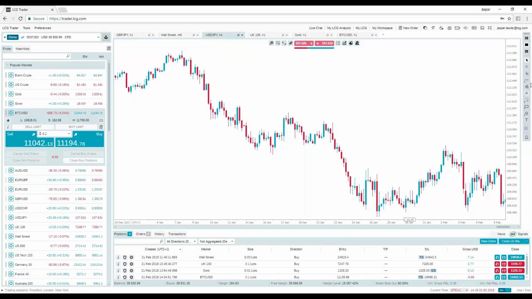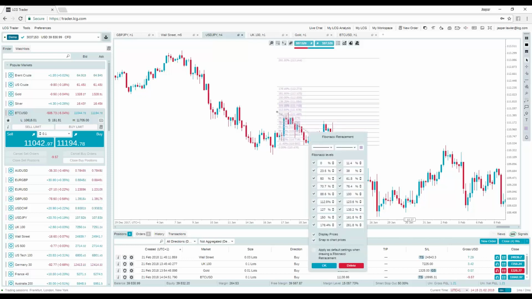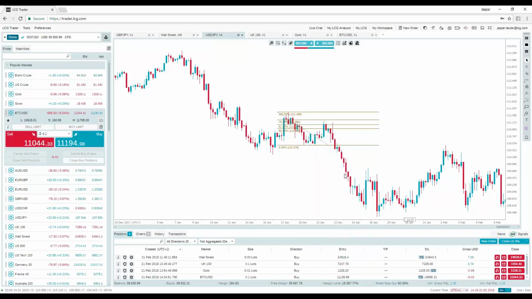What you can use is, for example, this is more like a swing trading technique where I get rid of most of these and try and make it a little bit clearer. You can apply that as a default setting. I don't really like that purple. Let's make it, there we go.